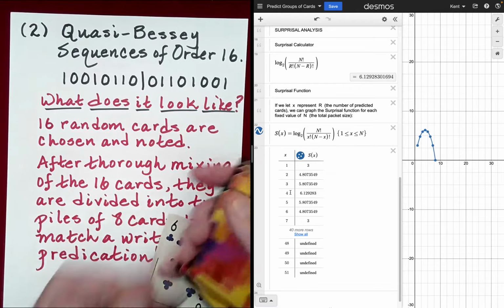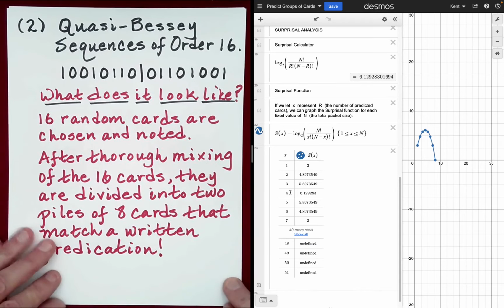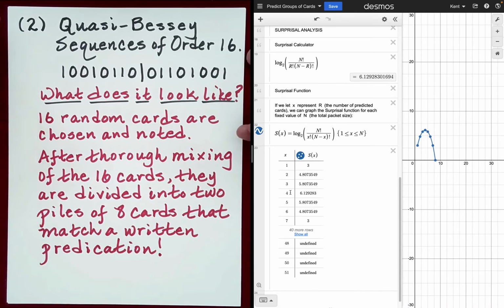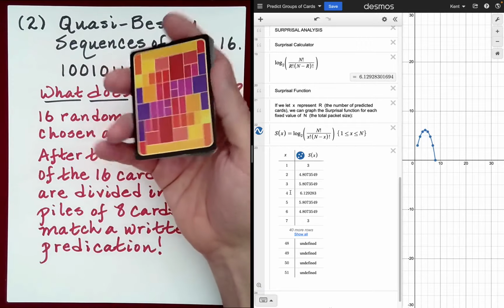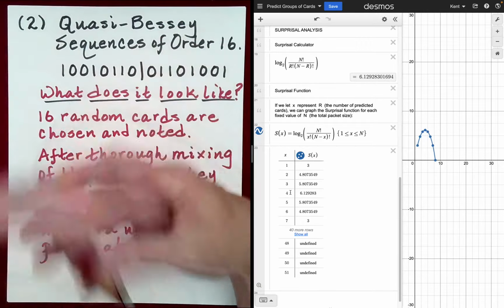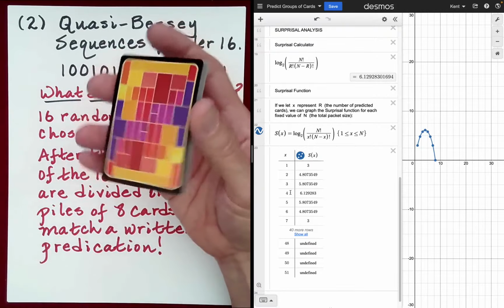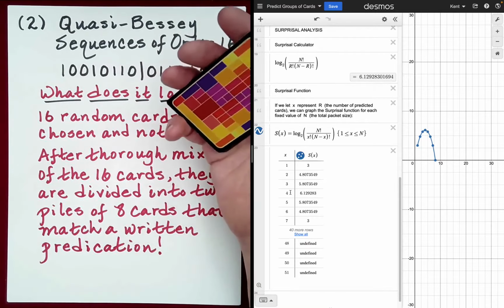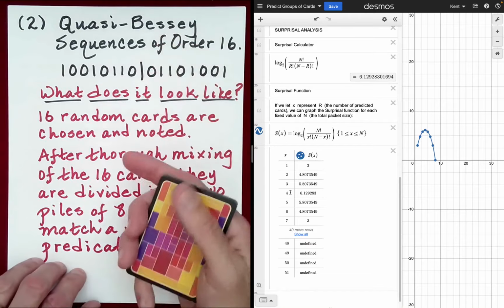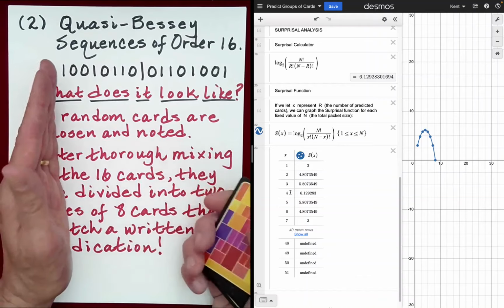Okay? And now these cards are then thoroughly mixed using all of the many shuffles that preserve Quasi-Bessey sequences of order 16. Okay? And there's many, many of them. Okay? So after tremendous mixing in which the spectator is dictating just about everything, you come back and then you deal these out kind of randomly into 2 piles. Well, secretly what you're doing is you're just rebuilding this again. So you can put the 1s here and then the 0s here if you like.